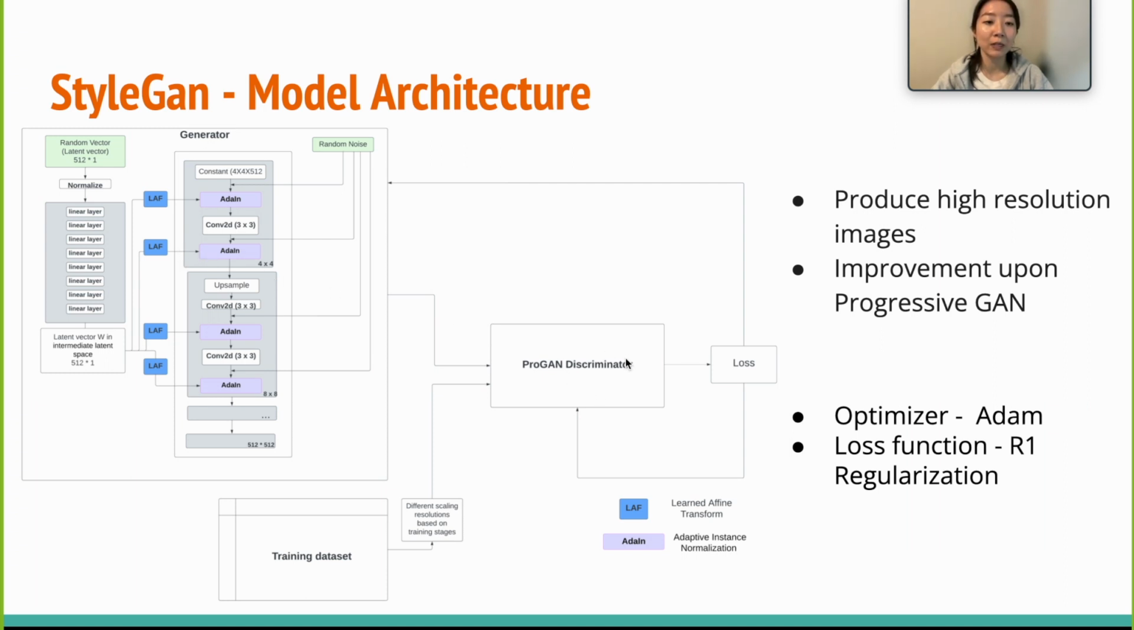We also have a discriminator. StyleGAN produces high-resolution images. It was an improvement upon progressive GAN. We're using the Adam optimizer and the R1 regularization loss function.